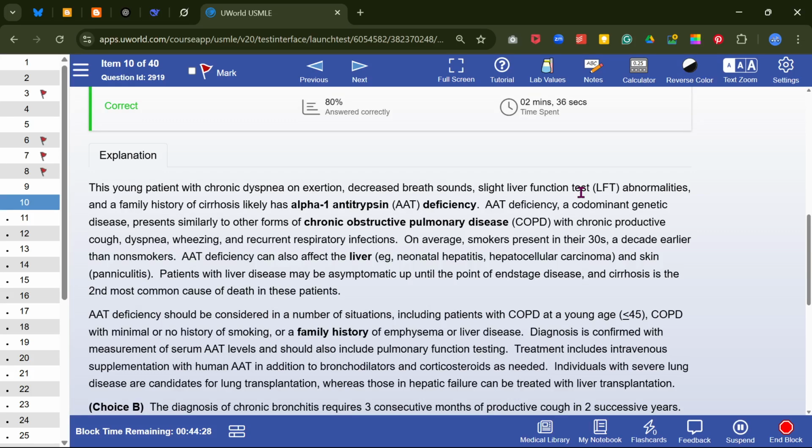Treatment includes IV supplementation with human alpha-1 antitrypsin in addition to bronchodilators and corticosteroids as needed. Individuals with severe lung disease are candidates for lung transplantation, whereas those with hepatic failure can be treated with liver transplantation.